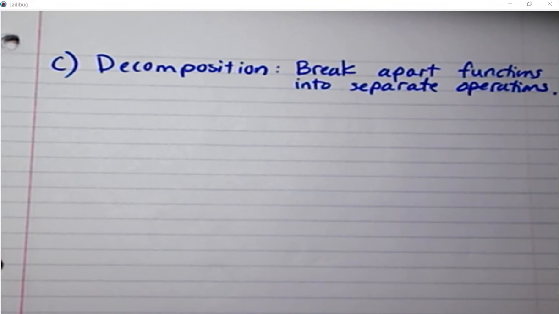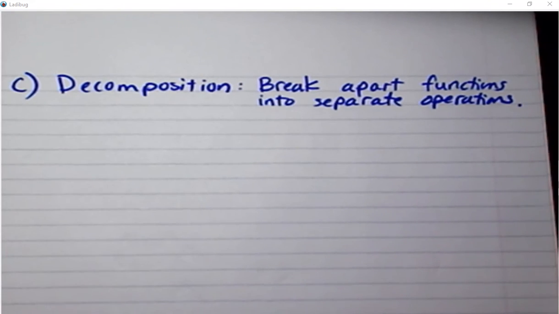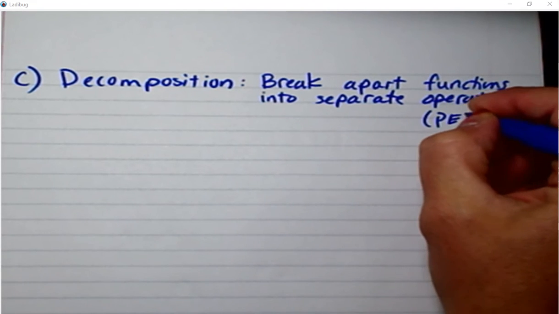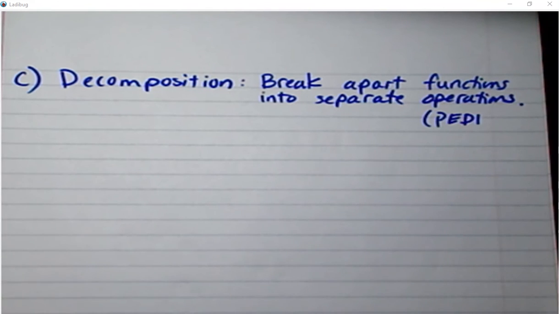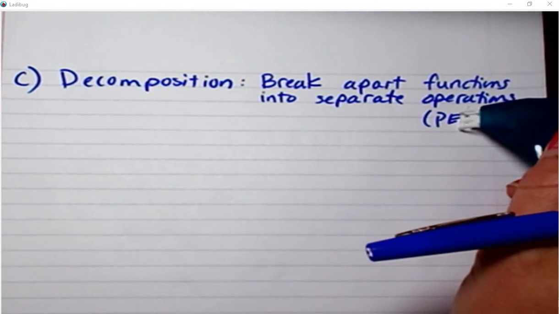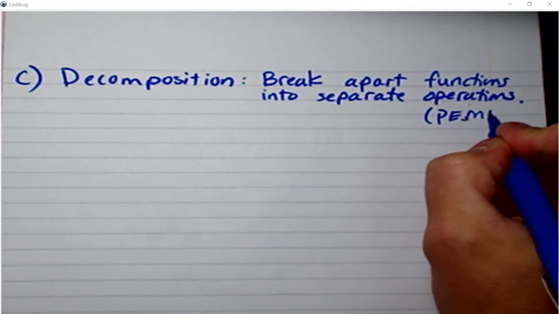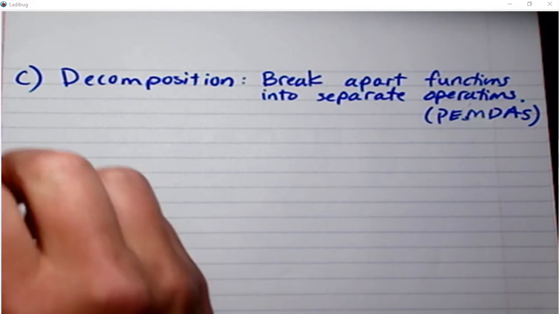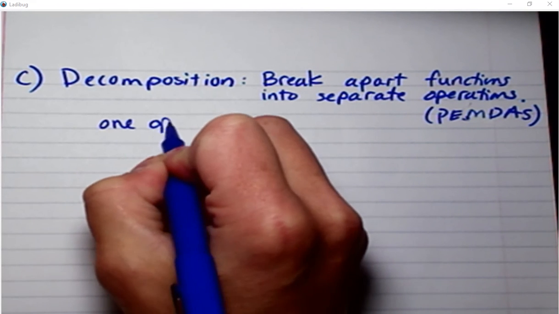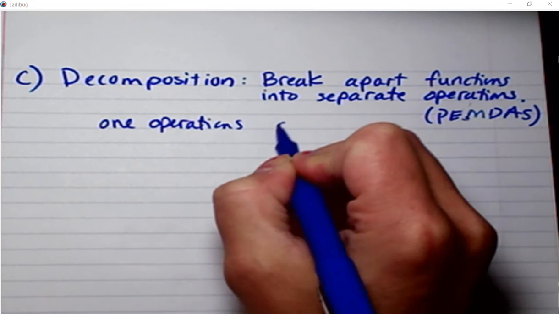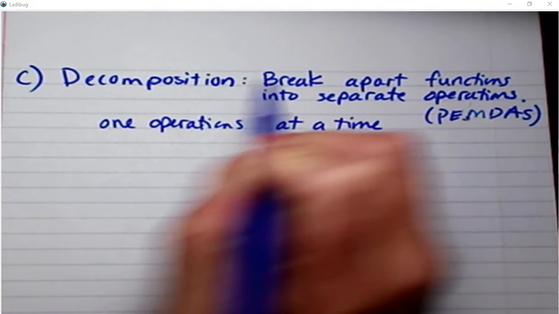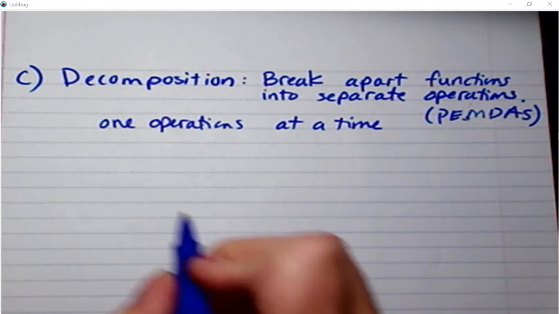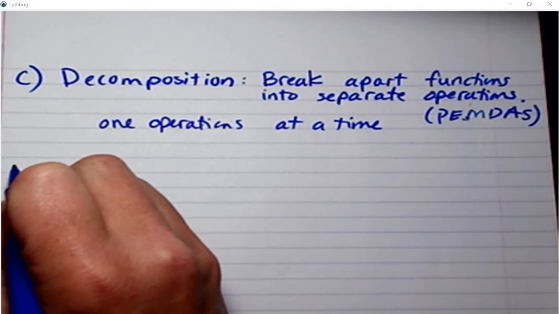Decomposition. I'm gonna stop class for a sec. Okay, we're going to break apart the functions into separate operations. Operations are things like PEMDAS: add, subtract, multiply, divide, exponents, which is like powers. And our goal is to do one operation per function. Okay? One operation at a time. So remember that we were doing one step at a time. I only want to do one operation at a time for the functions. Okay? So here we go.